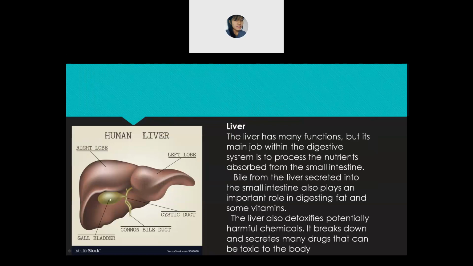And near this liver, the bile is attached, isn't it? So this bile, what will they do? They play an important role in digesting the fats and also some vitamins. Okay, are you clear?